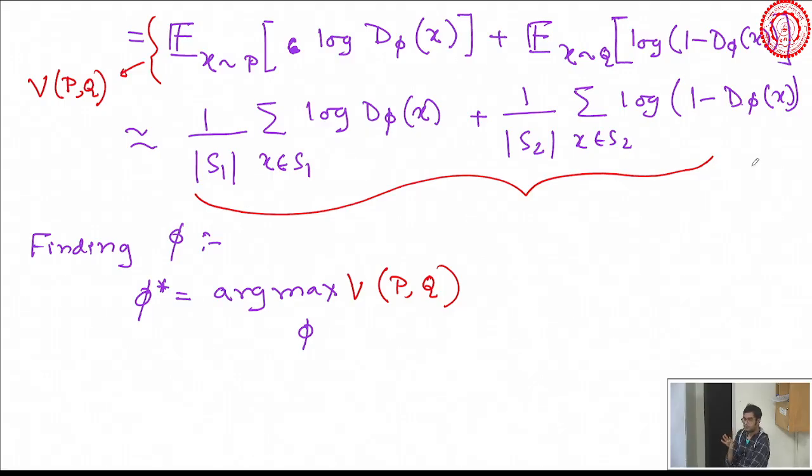And if you want normalized, divide by 2 and multiply by 2. Log 2 and log 2 will come outside, so it will be minus log 4. If you want, you can do that. Expectation of log 4 is log 4, so that's why. So that log 4 you can take outside, but the remaining part, what will happen?